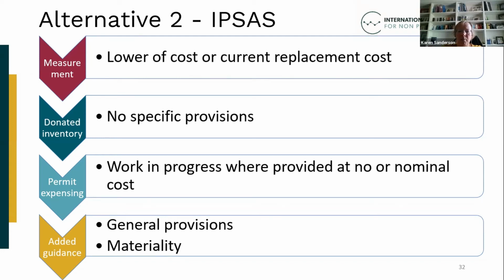As with alternative one, additional NPO specific guidance would be provided, which could cover situations where it may be more practical for NPOs to apply general materiality principles and expense items, as said before. But again, there will be no divergence from the requirements of the standards other than in relation to work in progress for no or nominal consideration. So again, additional NPO guidance would cover examples and how to apply the standards in the context that we're describing.